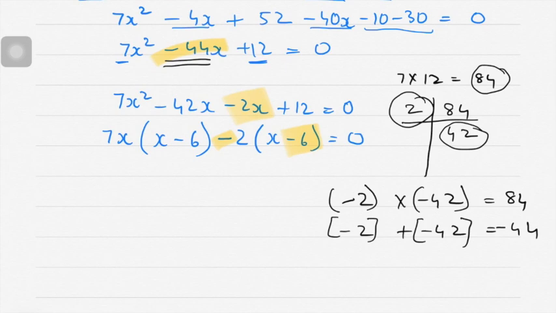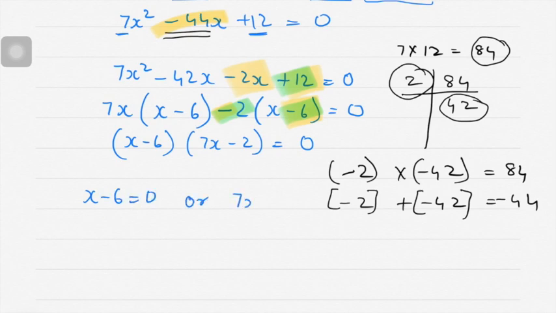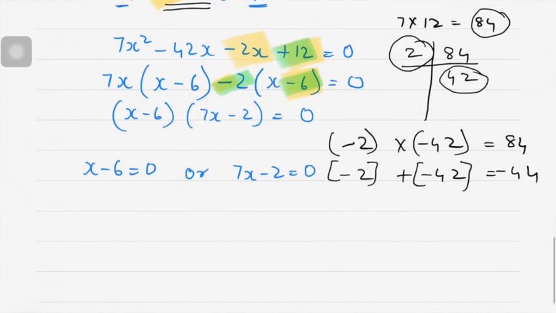See, minus 2 into x is minus 2x, and minus 2 into minus 6, it is plus 12, correct? Minus 2 into minus 6 is plus 12. Okay, you need a lot of practice to solve these kinds of sums. Okay, so x minus 6 into 7x minus 2 is equal to 0.